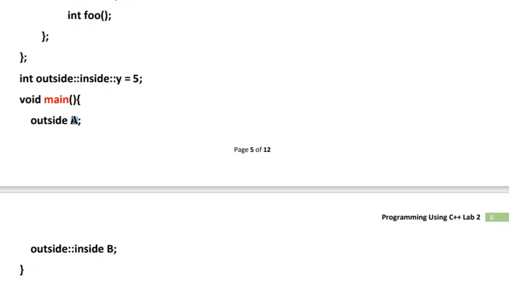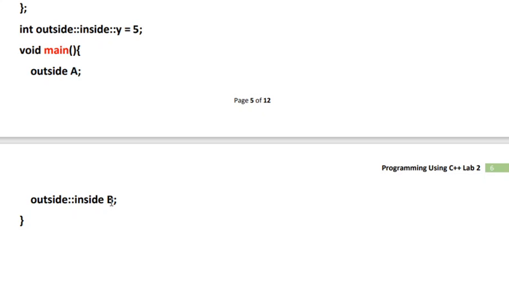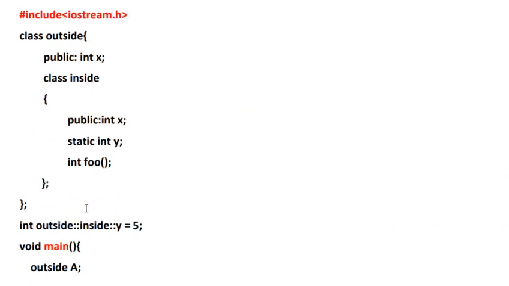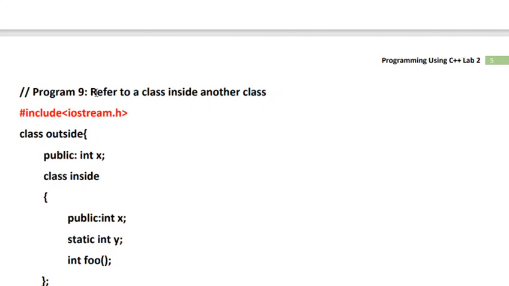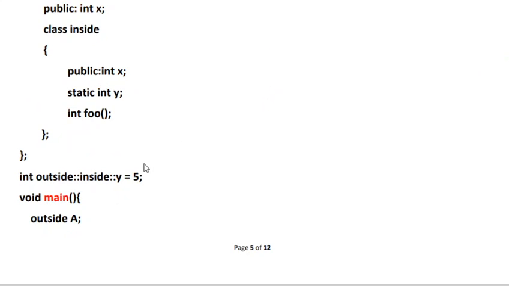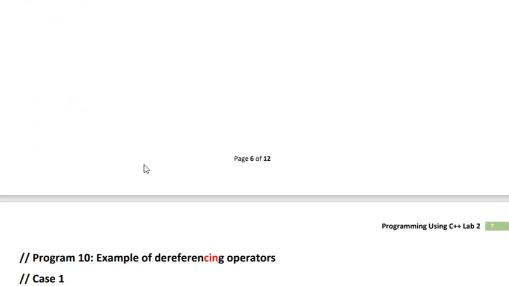Here I have an object of outside and an object of inside. Again, this is the way you can refer to a class inside another class. This is a very important example that you need to understand.